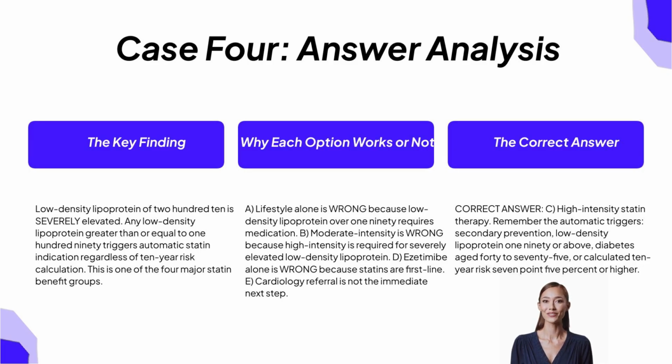Low-density lipoprotein of 210 is severely elevated. The magic number is 190. Any low-density lipoprotein at or above 190 triggers automatic high-intensity statin therapy, regardless of the patient's calculated 10-year risk. This is one of the 4 major statin benefit groups, along with secondary prevention, diabetes, and elevated calculated risk. Lifestyle alone is insufficient. Moderate intensity doesn't meet the threshold for severely elevated low-density lipoprotein. The correct answer is C, high-intensity statin therapy.